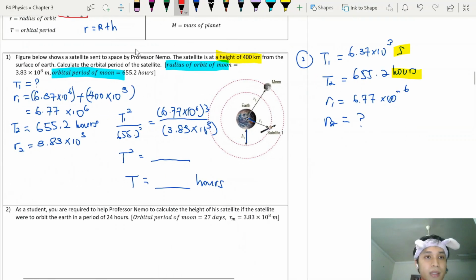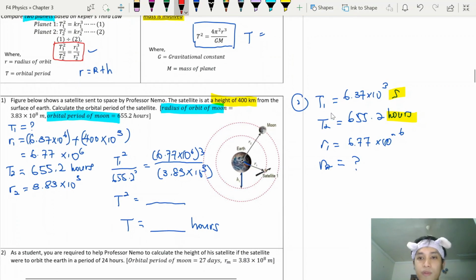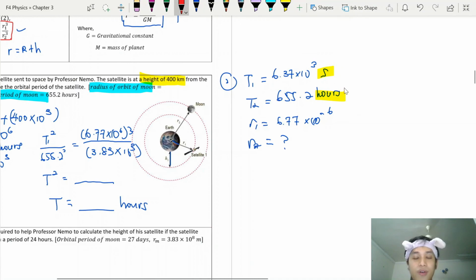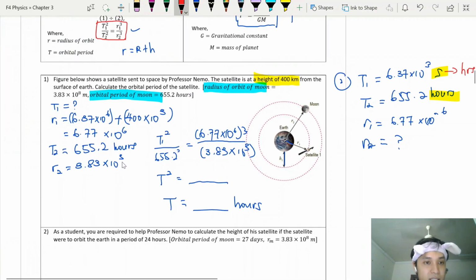For this particular formula, this fraction, when both periods are given, you need to make sure that their units are the same. So you need to convert. It doesn't matter which one you convert. Either you convert this one into hours or you convert this one into seconds. But both must be the same. Then only you can substitute into the formula. In this case, they give me hours, so I just use hours and calculate. That's why my answer here will also be in hours.